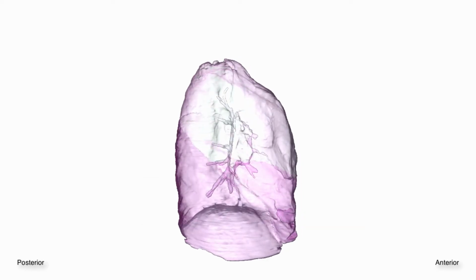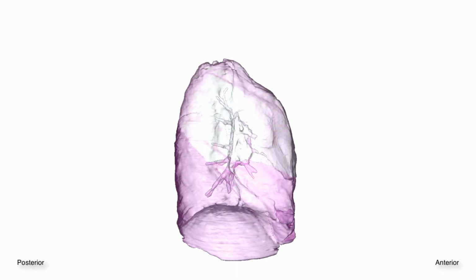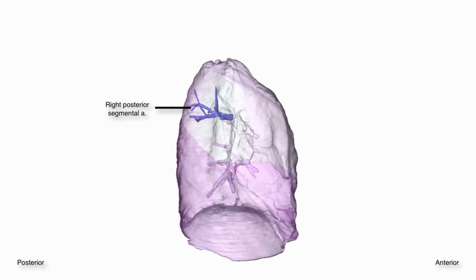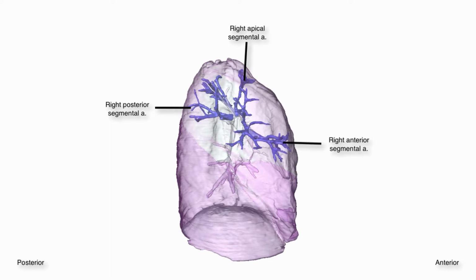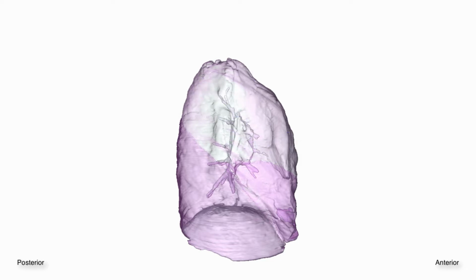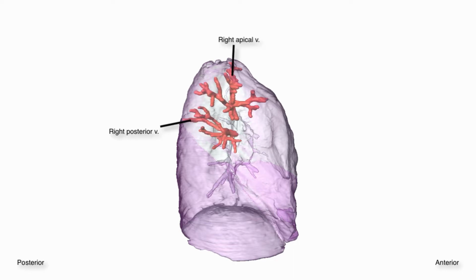Now we will look at the upper lobe. The arteries that supply the upper lobe are the right posterior segmental artery, right apical segmental artery, and the right anterior segmental artery. The veins that drain these areas include the right posterior vein, right apical vein, and the right anterior vein.